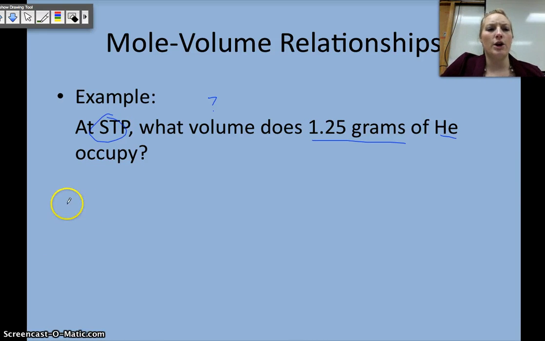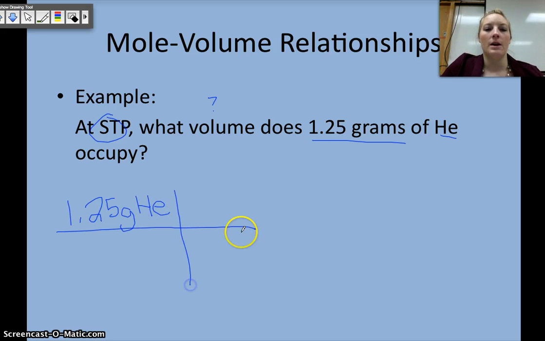So if we start with what we know, 1.25 grams of He. We know that on our next conversion, grams have to go on bottom, moles have to go on top. And our conversion factor from our map tells us it's 1 mole to whatever the molar mass is here. And we get that from the periodic table. So if we go to the periodic table, we find out that the molar mass of helium is 4 grams per mole.